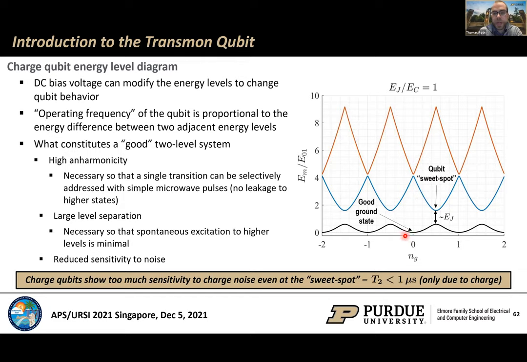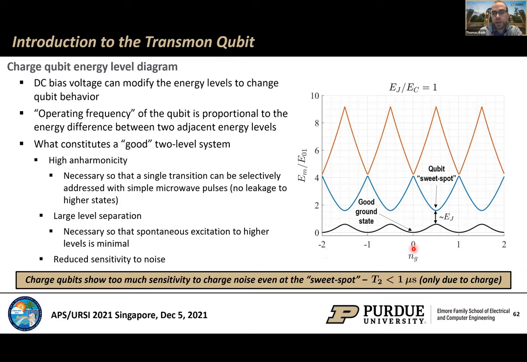So what we need to have then is we need to move somewhere else where we have anharmonicity and level separation. So we could, for instance, use this spot here at like NG equals 1/4. Now, the reason we don't want to do that is we also want to make sure that our two-level system has a reduced sensitivity to noise.